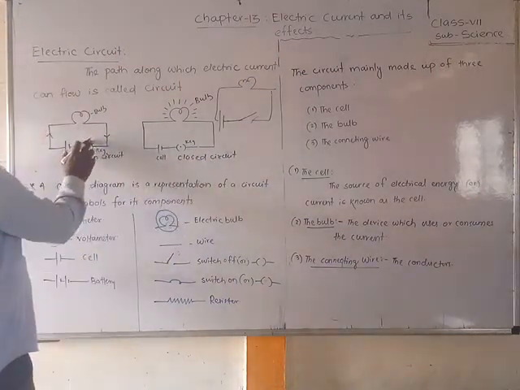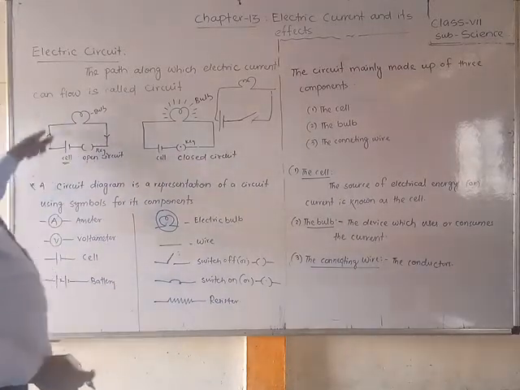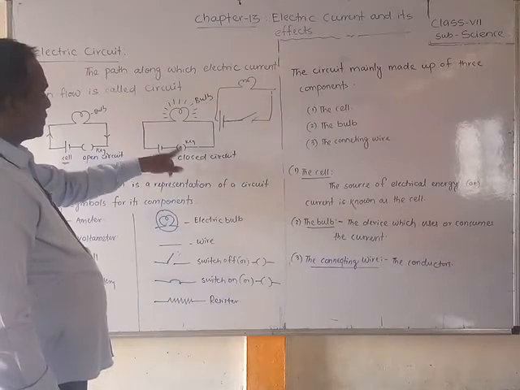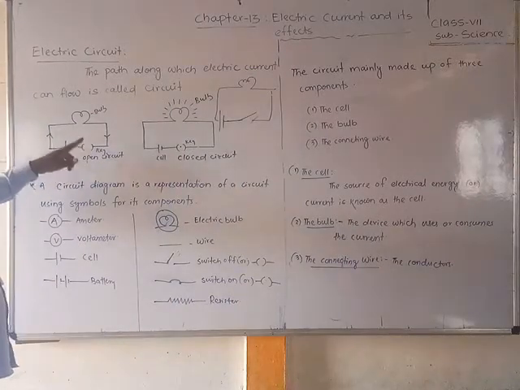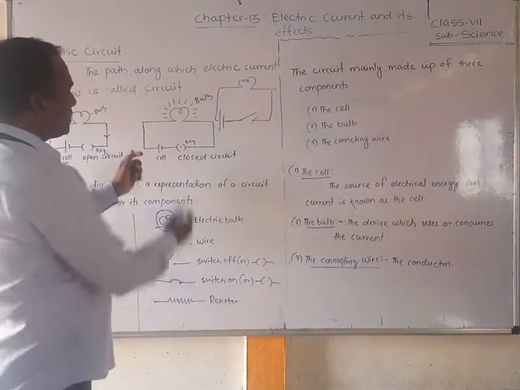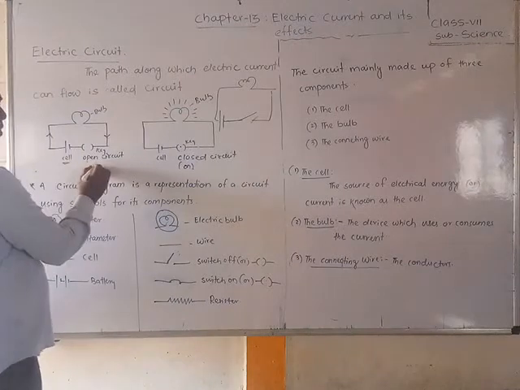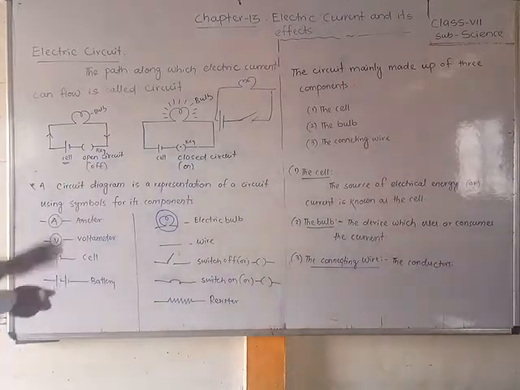An open circuit has symbols like this, and the wire does not connect, so there is no complete connection. The circuit is broken. Closed means the switch is on here, and here the switch is off. So this is the difference.